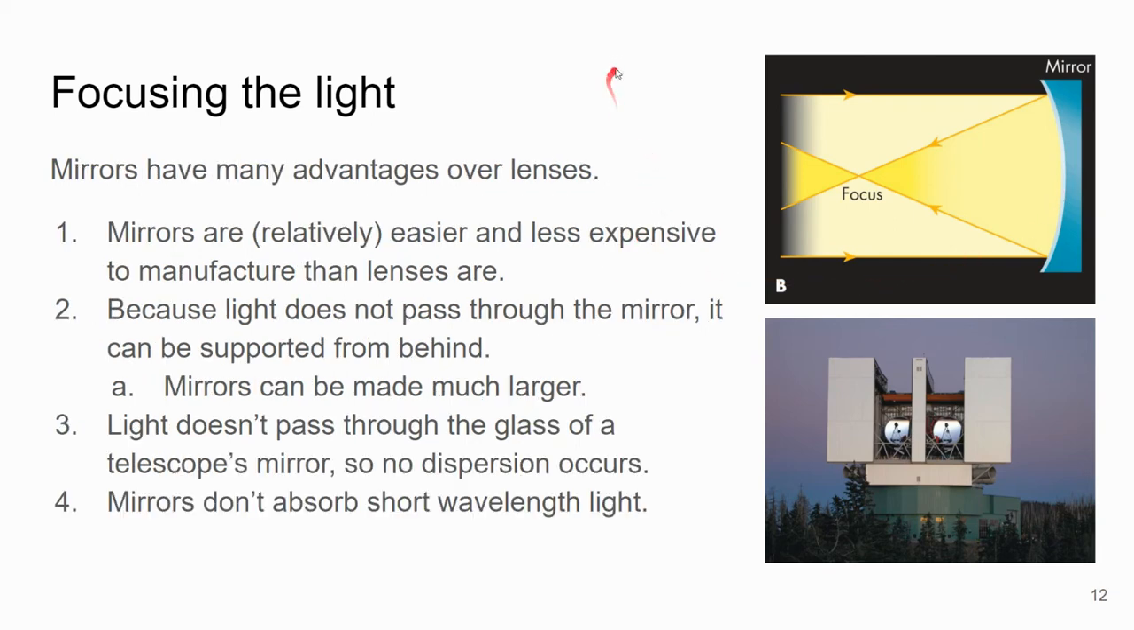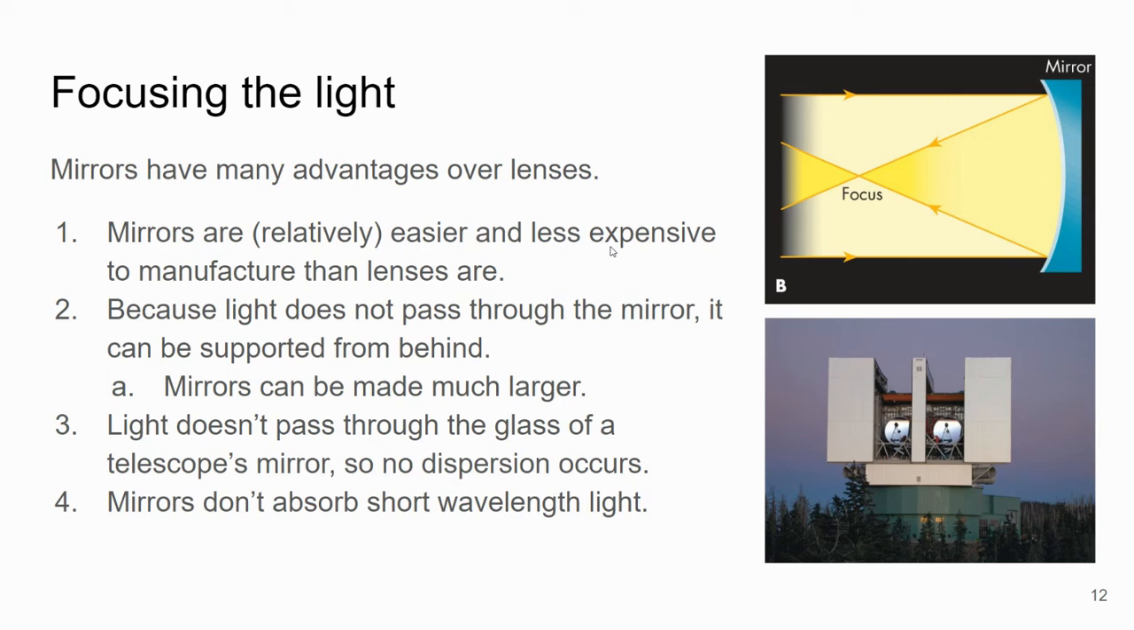So mirrors have many advantages over lenses. One is they are relatively easier and less expensive to manufacture than lenses are. It's still really, really challenging to make a giant mirror like this and make it optically really, really precise. But it's relatively easier compared to trying to make a giant lens.